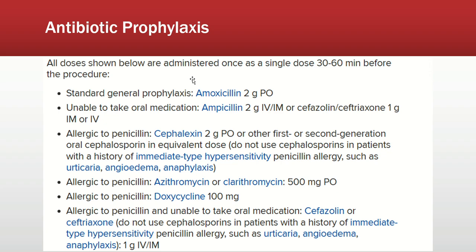If we want something IV and the patient is allergic to penicillin, cefazolin or ceftriaxone.